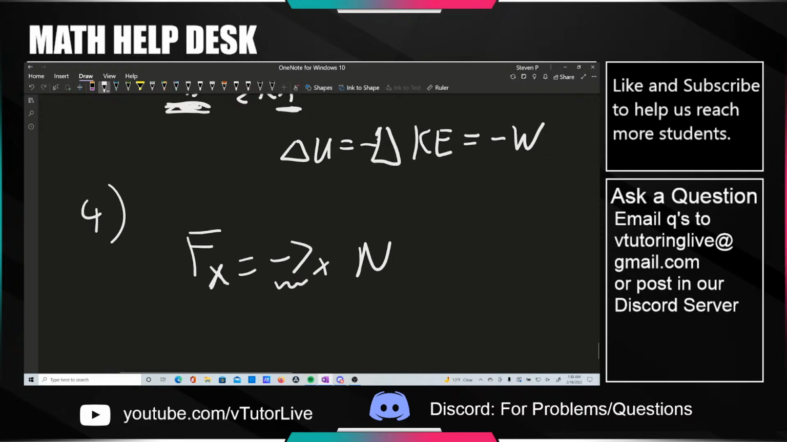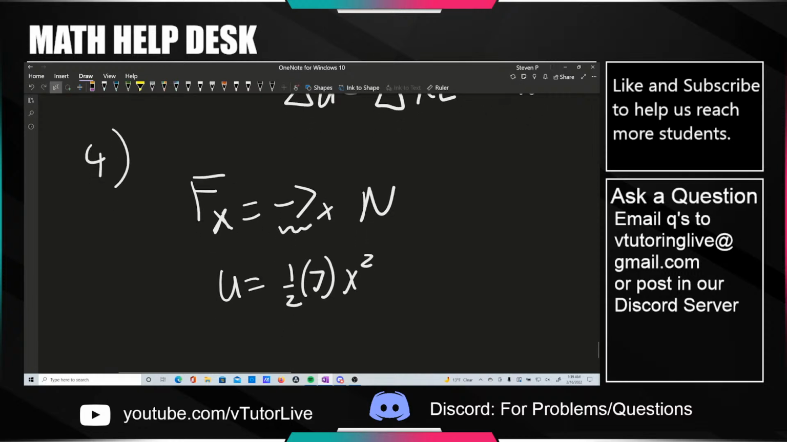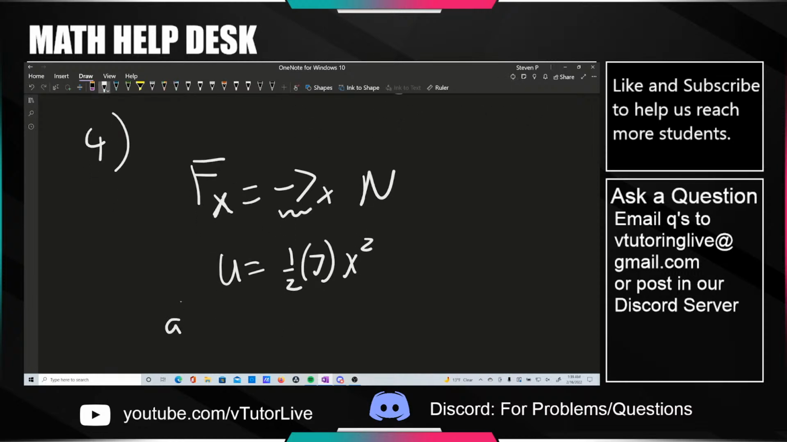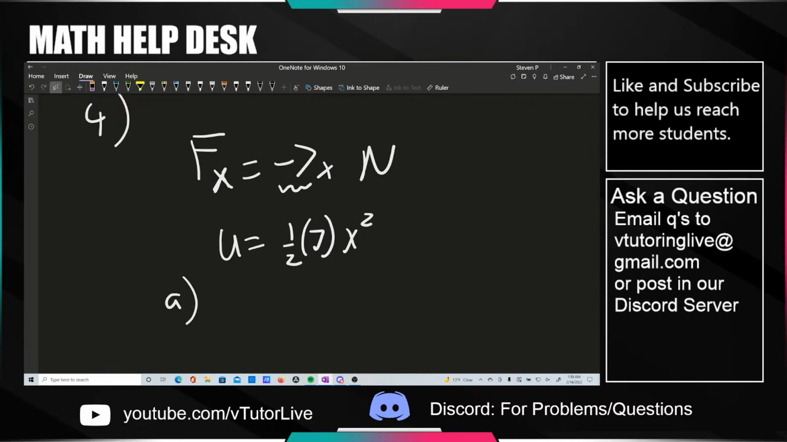So that's going to let us know that potential energy is equal to 1/2 times 7, which is going to be our spring constant, times x squared. So the velocity of the body at x equals 2 is given. All right, so what is the velocity of the body at some other point?